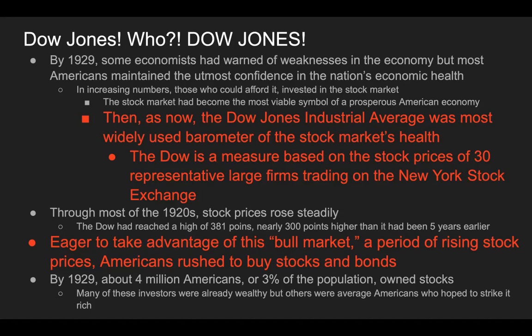By 1929, about 4 million Americans, or 3% of the population, owned stocks. Many of these investors were already wealthy, but others were average Americans who hoped to strike it rich. So, you know, a lot is said about this time, about the stock market crashing and so many people losing their money, when in fact, it only turns out that 3%, maybe even close, I wouldn't even say 5%, own stocks by the time it crashes. Spoiler, it does.